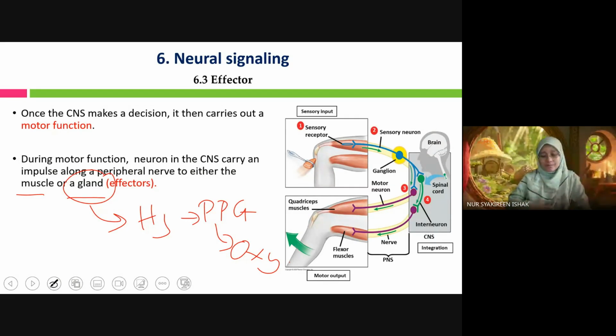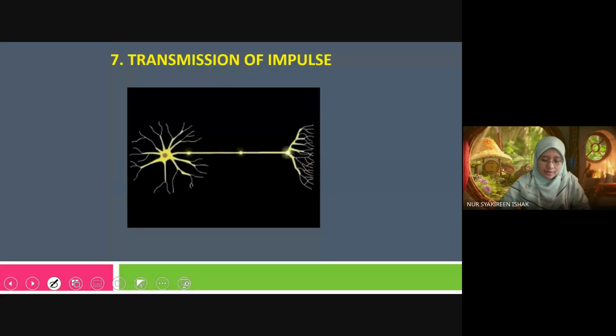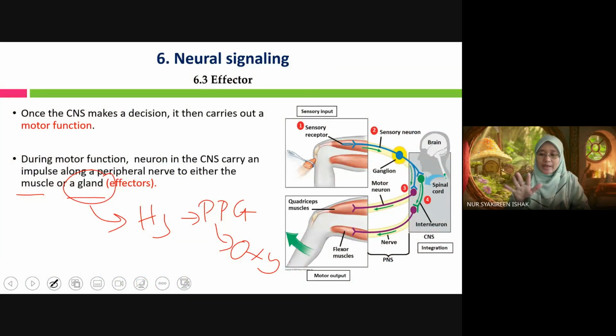So that is one of the examples. Okay, so the effector is the uterine muscle. The uterine muscle contracts during childbirth to push the baby out, right? So that is another example. Okay, so we have sensory neurons, interneurons, and motor neurons. Motor neurons are connected to a muscle or a gland. Muscle contracts, gland secretes hormones, for example.